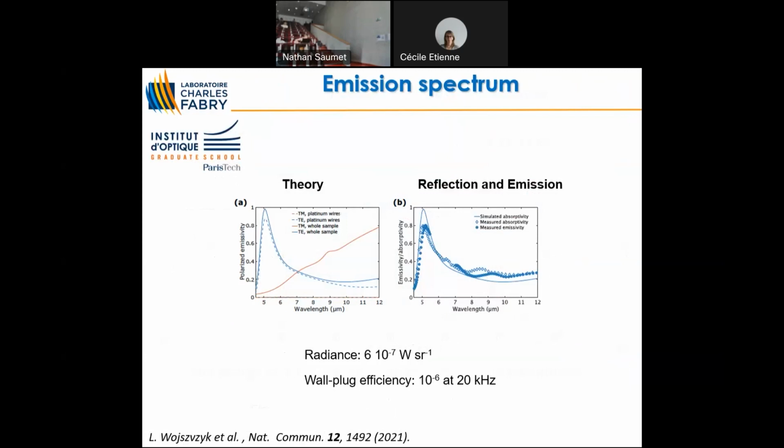And we can show that it's proportional to the temperature derivative of Planck's function. So our spectrum is no longer proportional to Planck's function, but to its temperature derivative. So here again, you see the experiments and the theory with good agreement.